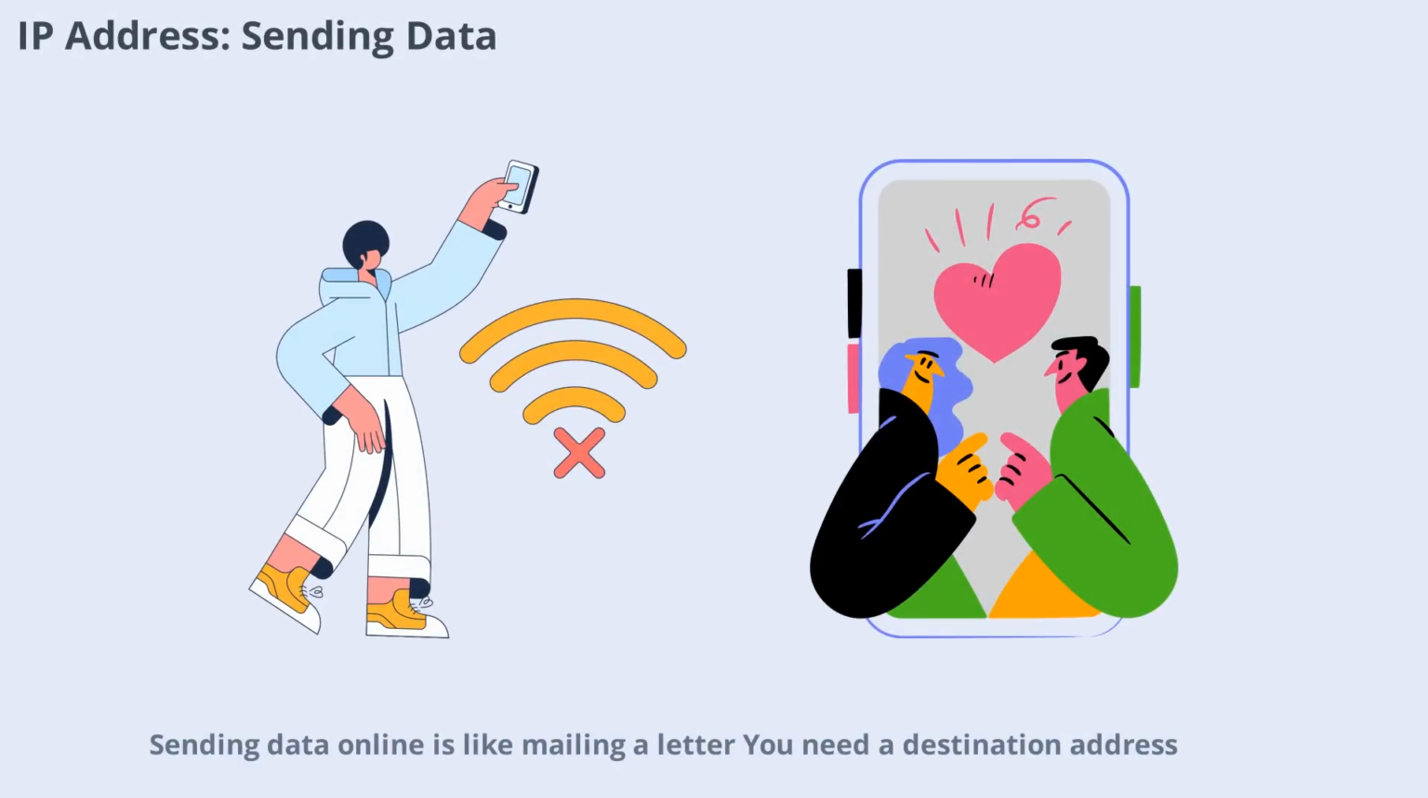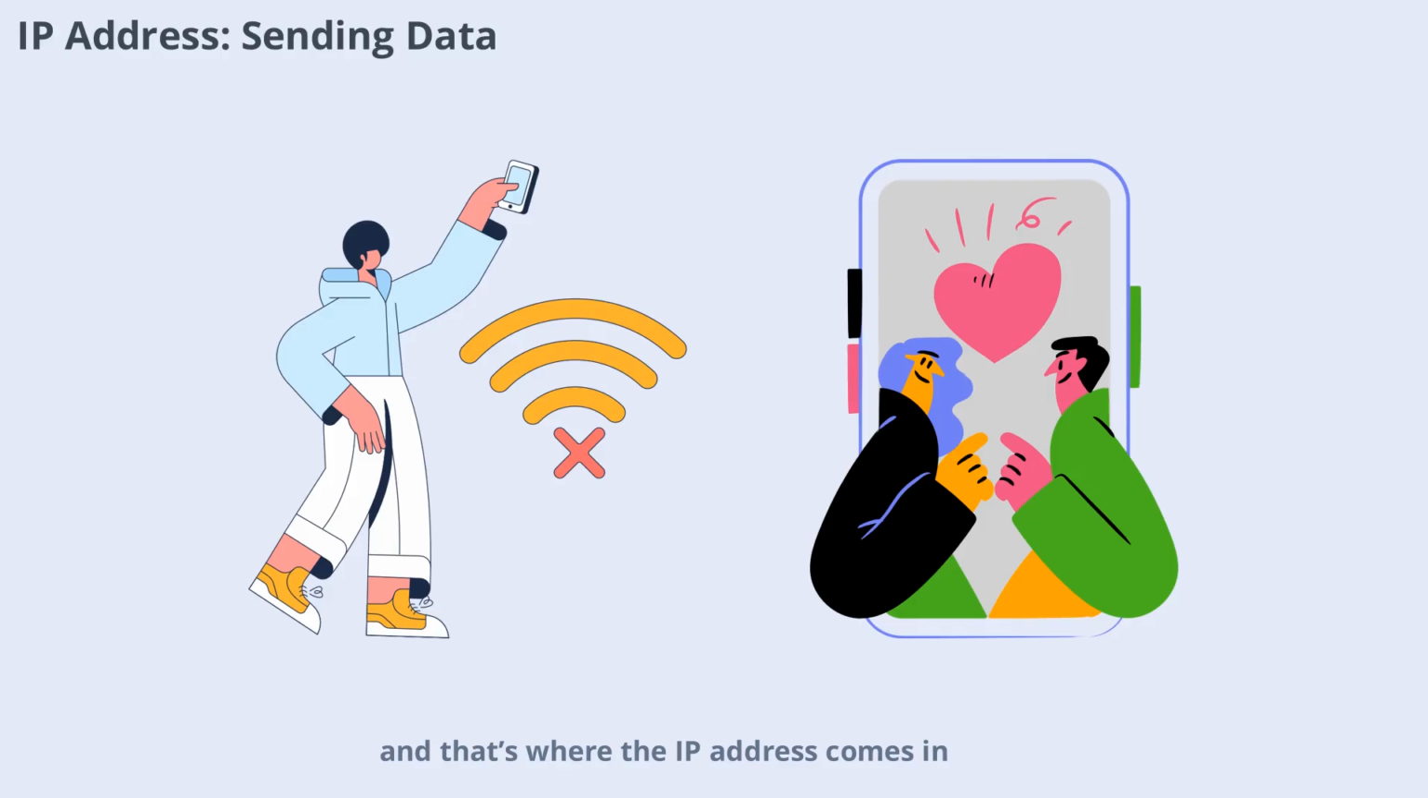Sending data online is like mailing a letter. You need a destination address, and that's where the IP address comes in. It guides data packets through the network, ensuring they reach the correct device. This system keeps information organized and prevents it from getting lost in the digital world.